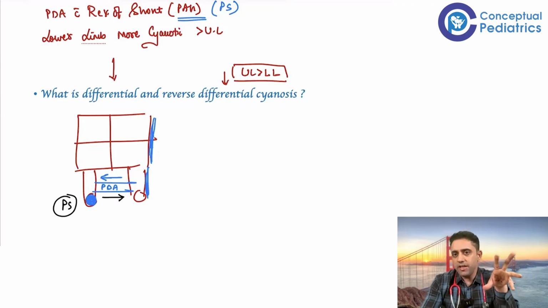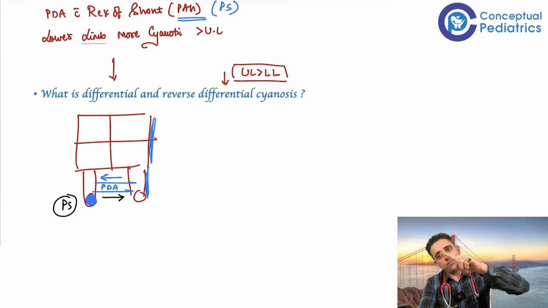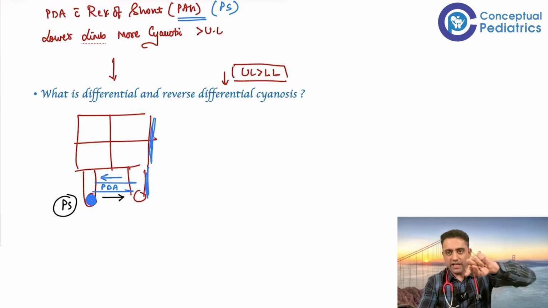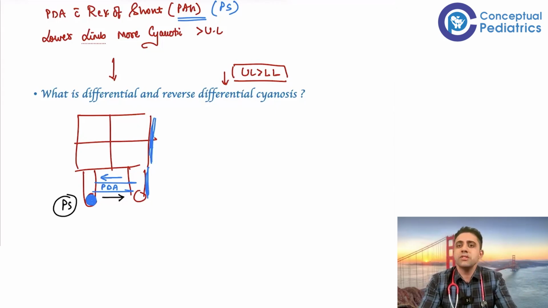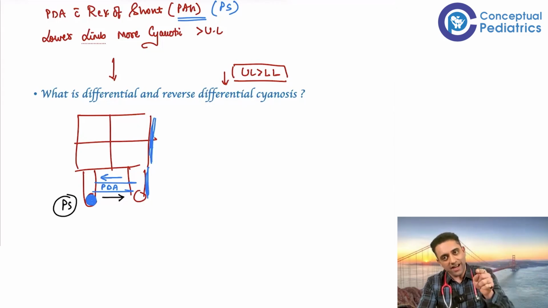Normally in PDA the blood was going from left to right, like from the left to the right to the pulmonary artery. Now we have PDA with pulmonary stenosis. So it won't be a left to right shunt. Now it will be a right to left shunt.